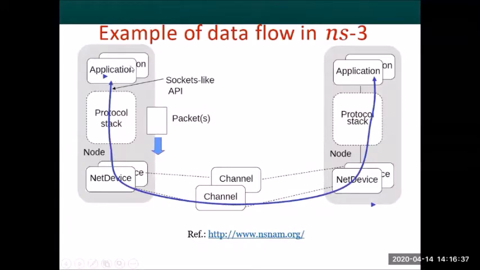Now, an example of how data flows in NS3. You can see here, in NS3, the data flow will start off with the application layer. There can be many applications running simultaneously. So there are multiple applications, and we'll have something like a socket API connecting the applications to the protocol stack. You can see below the application, there is the complete protocol stack.